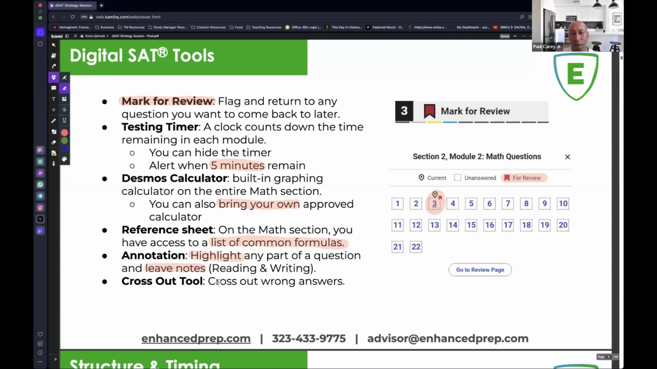And then there's also the cross out tool. So you want to make sure that when you get rid of an answer choice, you can always cross it out so that you don't have to worry about that. So that's just one of the other things to keep in mind.